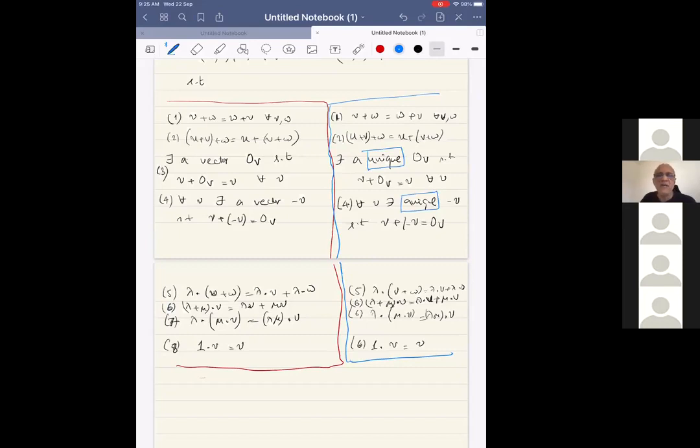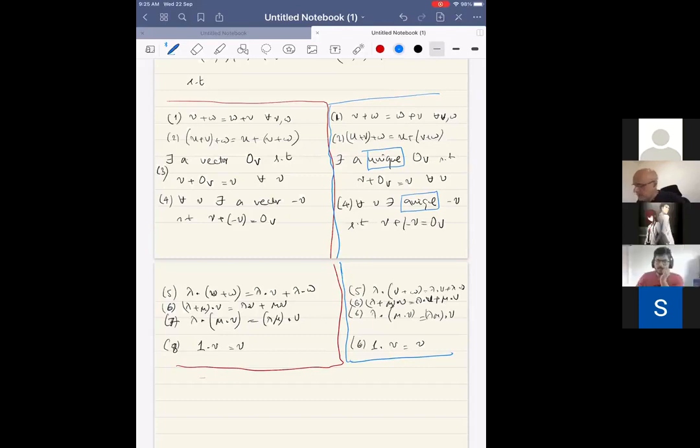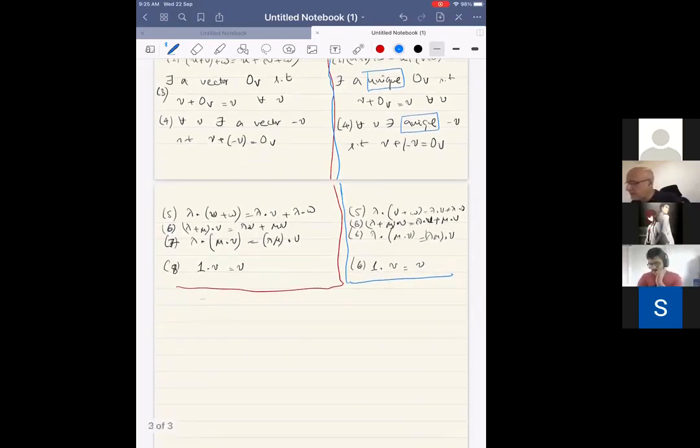Okay, is everybody with me so far? Yes, sir. Now clearly, let me call the blue guy the blue vector space, and let me call the red guy a red vector space. Now clearly, if I have a blue vector space, it's a red vector space, because for a red vector space I don't care if the zero vector is unique. I don't care if the minus v is unique. If I have one zero vector, I'm happy, and if for every vector I have one minus v, I'm happy. So every blue vector space is a red vector space.